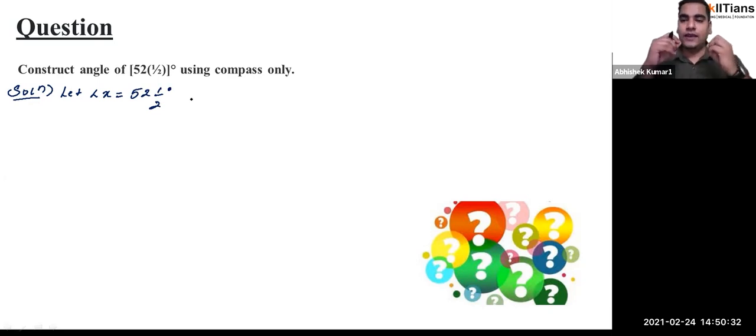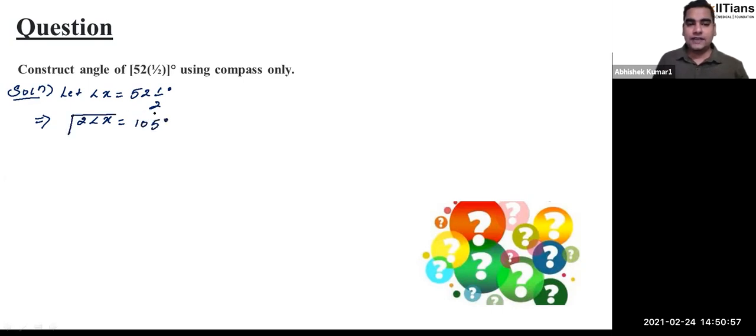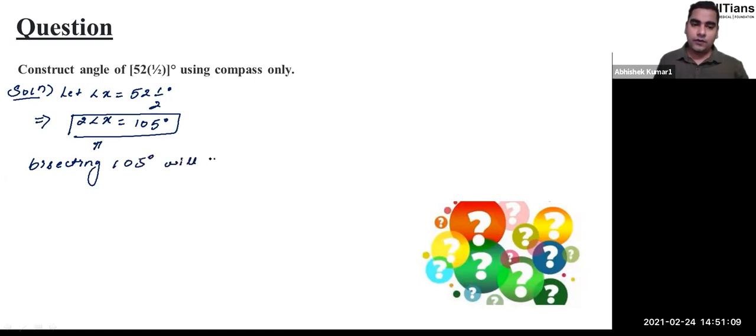So first let us calculate what is going to be the double of this particular angle. We will get a good direction to do this problem. If you multiply 2 on both sides, you will get 2 times angle X equal to 2 times 52.5. If you multiply 52.5 by 2, what do you get? You will be getting 105 degree, right? What does that mean? That means bisecting 105 will give 52 1 by 2 degree.